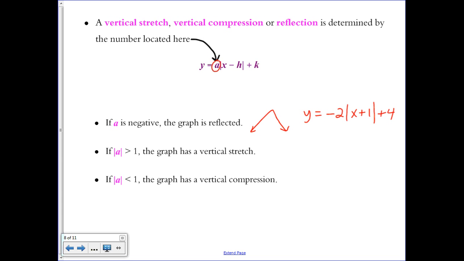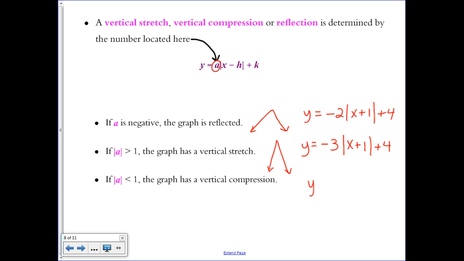If the absolute value of a is greater than 1, then the graph has a vertical stretch. So it's going to be taller and skinnier the greater the absolute value of a is. And we say absolute value because we want you to ignore the negative. The negative is just what flips it upside down. The actual value of a, if it is a number greater than 1, the higher it is, the more stretched out it is.